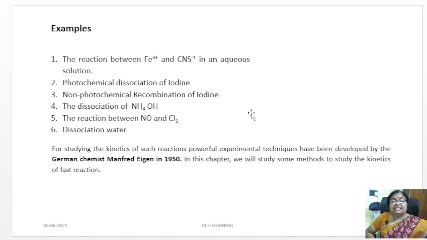Therefore, for studying the kinetics of such reactions, powerful experimental techniques were developed by the German chemist Manfred Eigen in 1950. In this chapter, we are going to study some methods for the kinetics of fast reactions: the stopped flow technique and the relaxation technique, including the temperature jump method and the pressure jump method, and also the flash photolysis method.